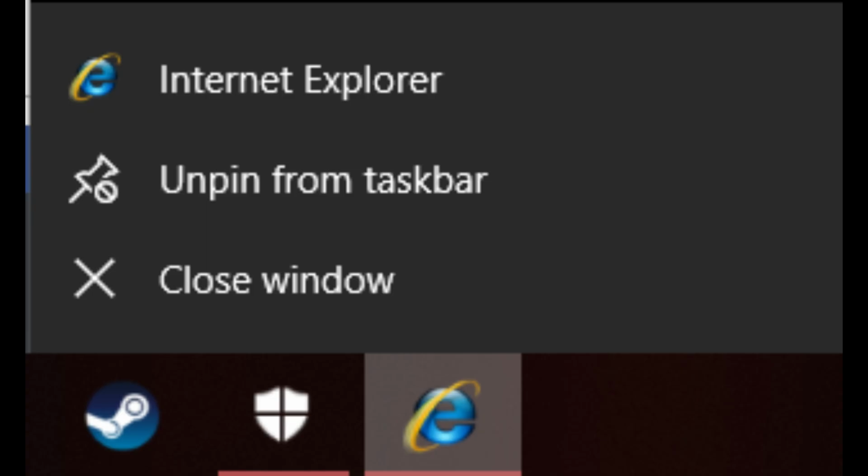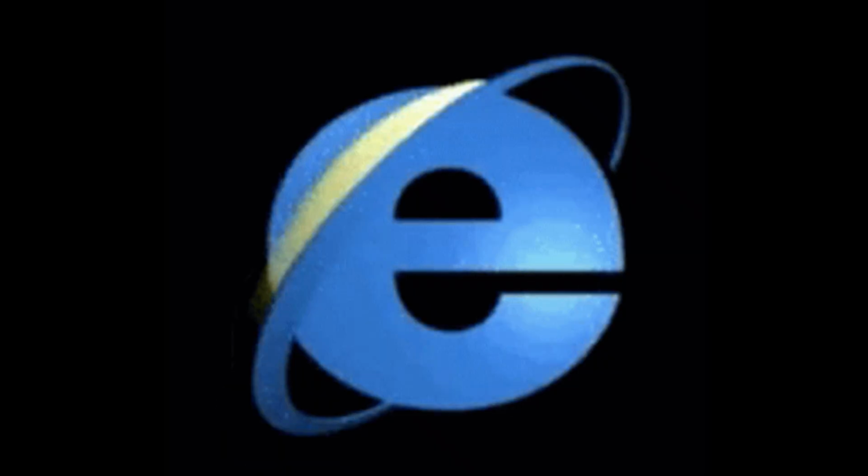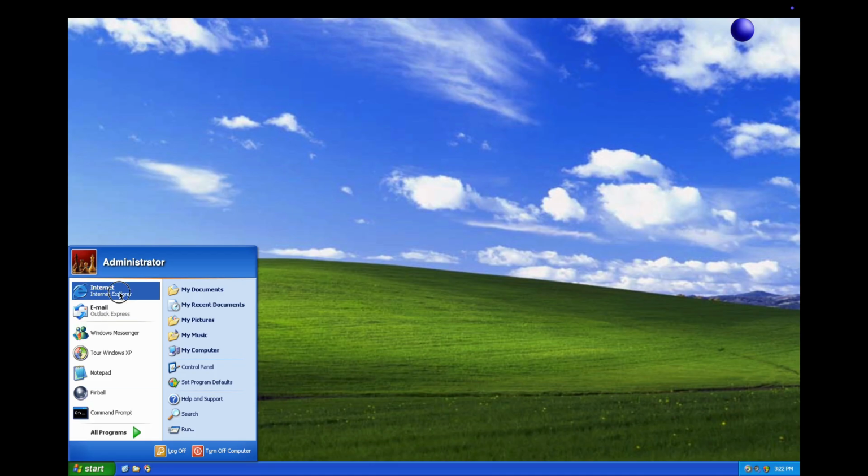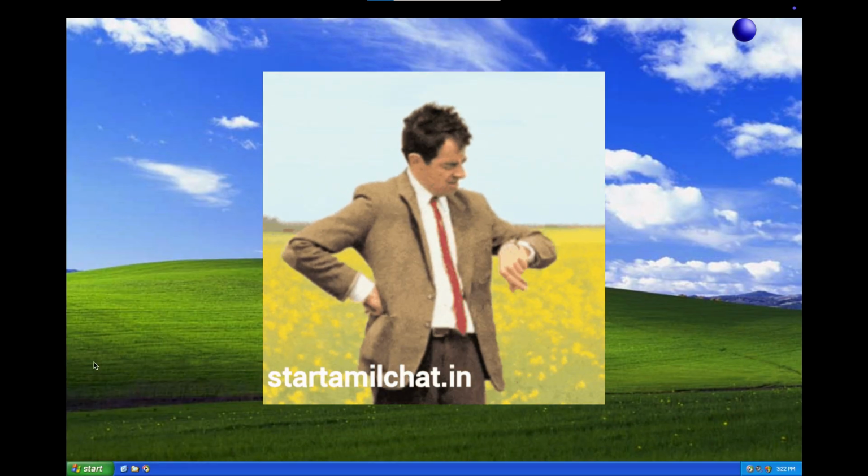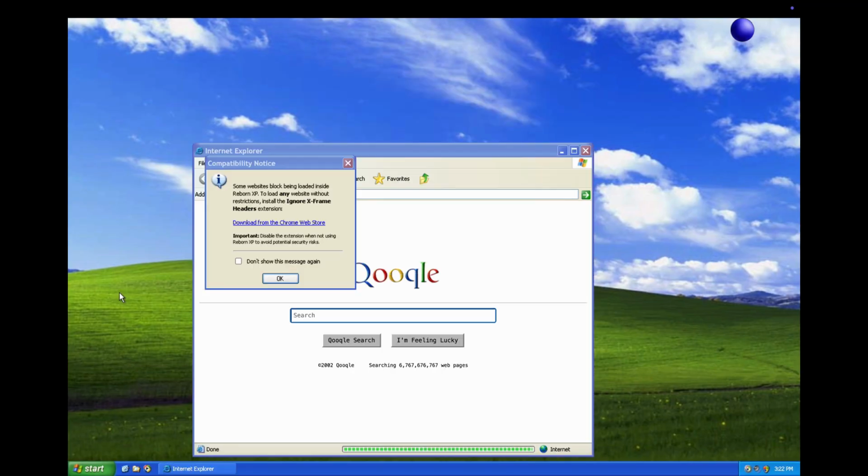Do you guys remember an E icon? It was sitting at the bottom of the taskbar. Almost everyone started their internet journey from there. When I double clicked it, I waited and waited, a little more, and a page loaded.